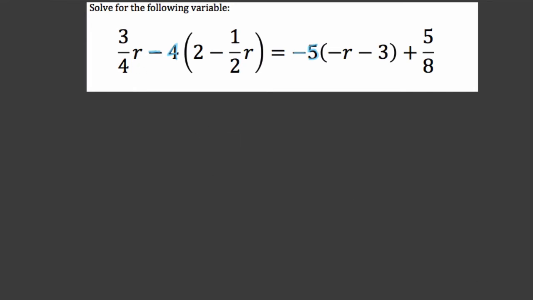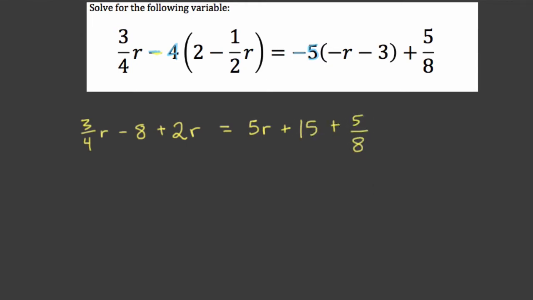And I'm going to rewrite everything as I go, so we have 3/4 r. Now minus 4 times 2, that's just minus 8, right? And then we're subtracting again, so we have minus 4 times minus 1/2, it's positive. 4 times a half is just 2, so it's positive 2r. On the right hand side, we have negative 5 times negative r, a negative times a negative is a positive, so it's just 5r. Negative 5 times negative 3, that's positive 15. And then we have to add in 5/8.